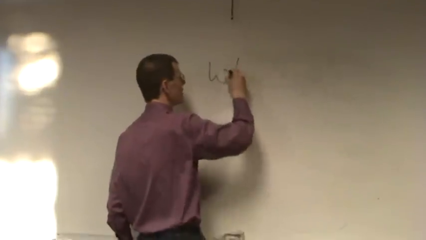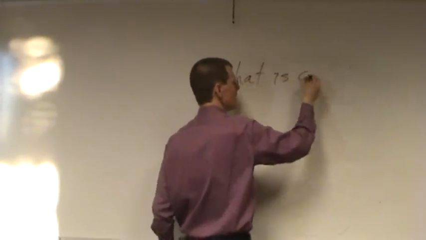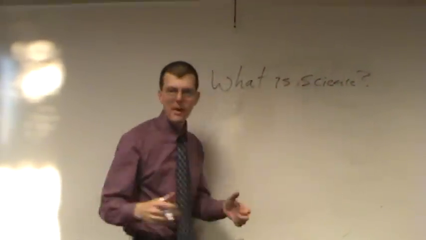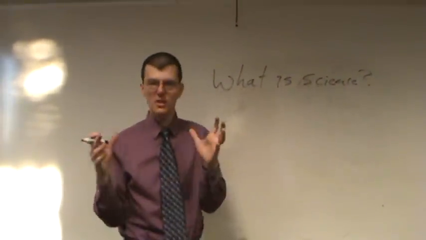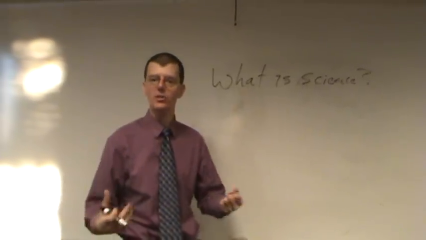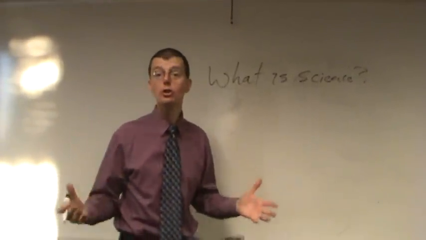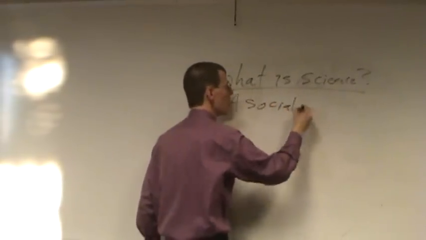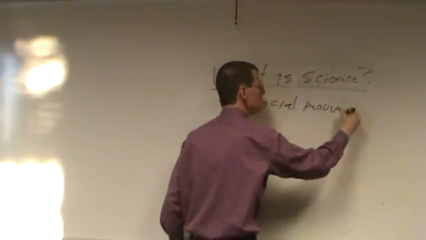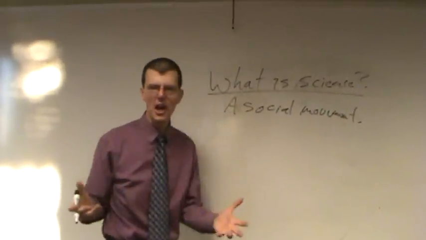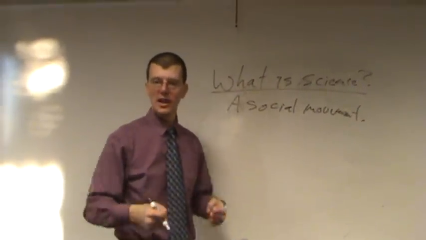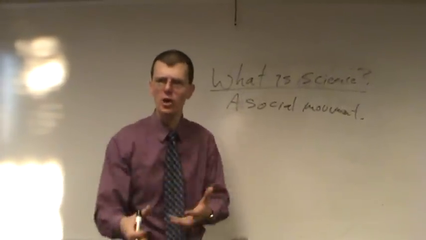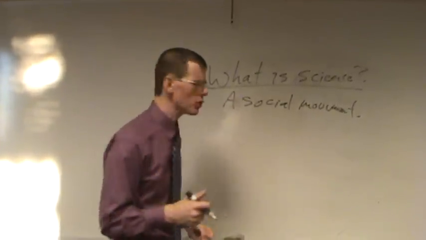So, what is science? What makes some things be science and other things not be science? What defines science? Well, first of all, I'll say science is a social movement. It's something done by groups of people. Individual people alone, well, you've got to talk to other people. Yeah, that's an essential part of what science is.